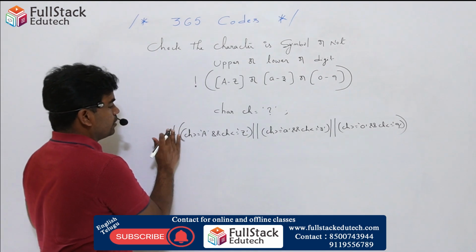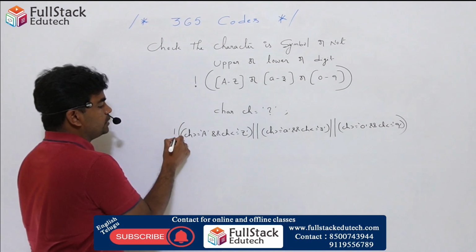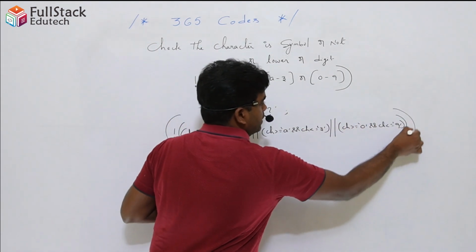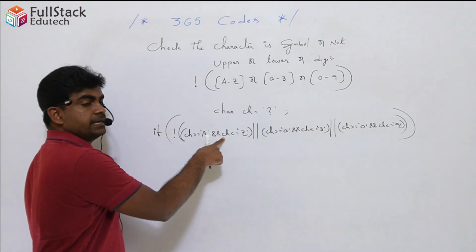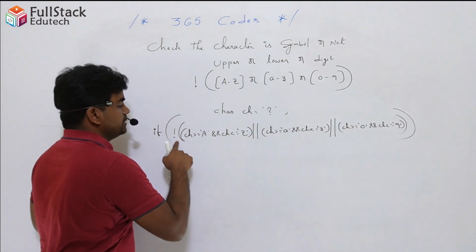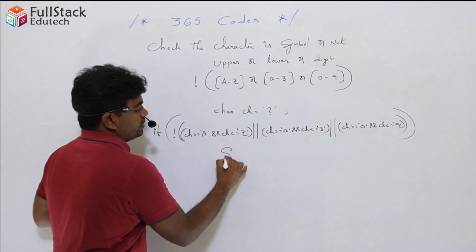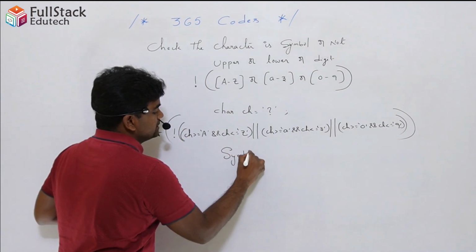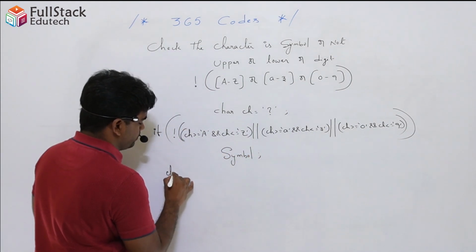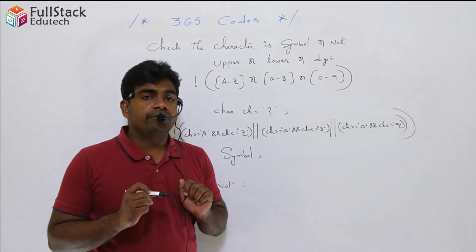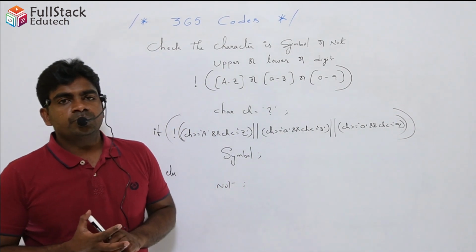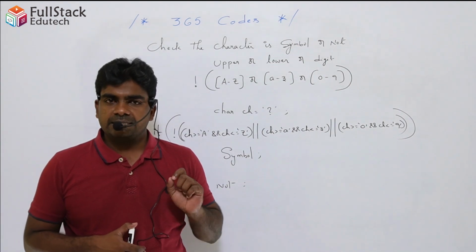Reverse. So before this we are placing the not operator. If it is not uppercase, not lowercase, not digit, we can directly say that it's a symbol, else not a symbol. This is the simple way of writing the condition to check whether the given character is a symbol or not.